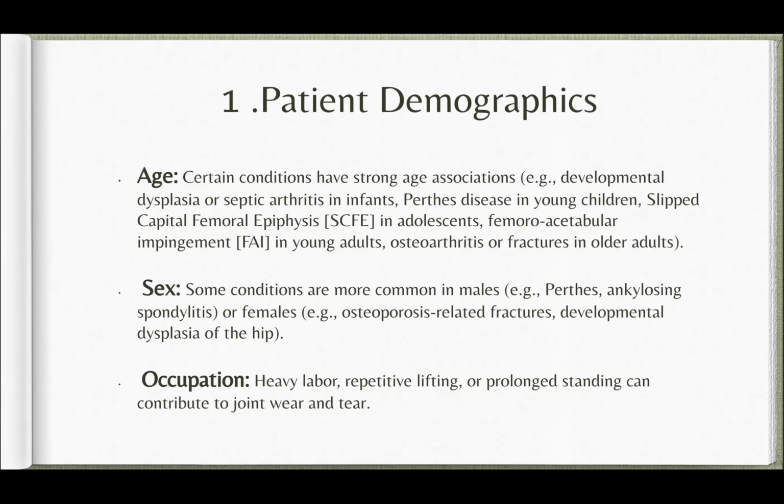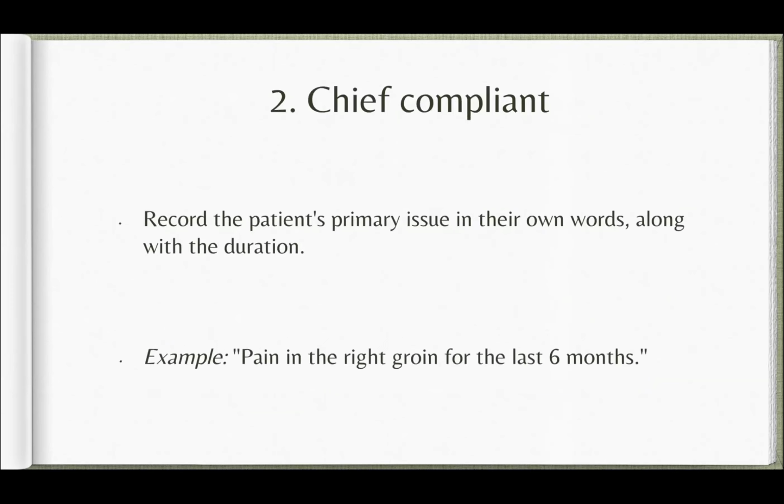Sex is important because some conditions are very common in males, that is Perthes and ankylosing spondylosis, whereas females have a more common prevalence of osteoporosis-related fractures and developmental dysplasia of the hip. Occupation: heavy labor, repetitive lifting, or prolonged standing can contribute to joint wear and tear.